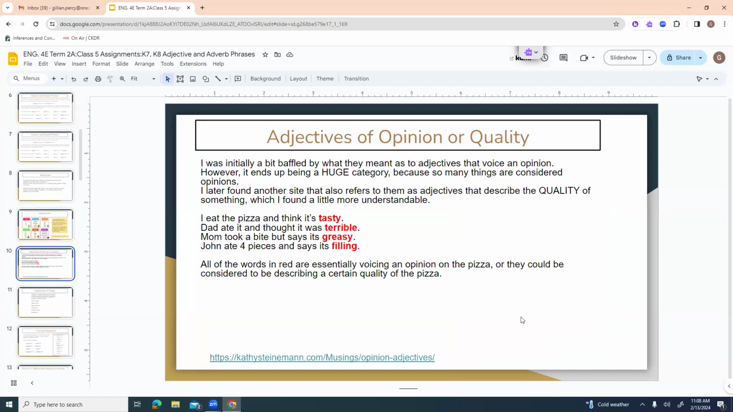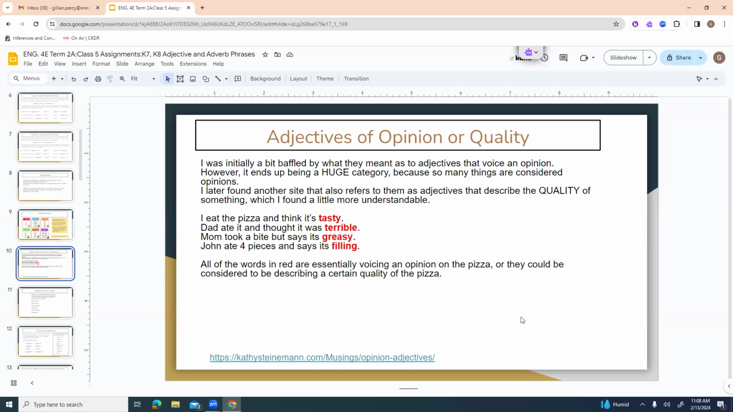Okay. So when they first talked about adjectives of opinion or quality, I was kind of confused because some of the things they mentioned as opinions, I just felt like, well, it's not really an opinion, it's just describing it. But I realized it's kind of a way of discussing it. It's a huge category because so many things are considered an opinion. I like how we're describing it as a quality of something, which I think is a little more understandable.